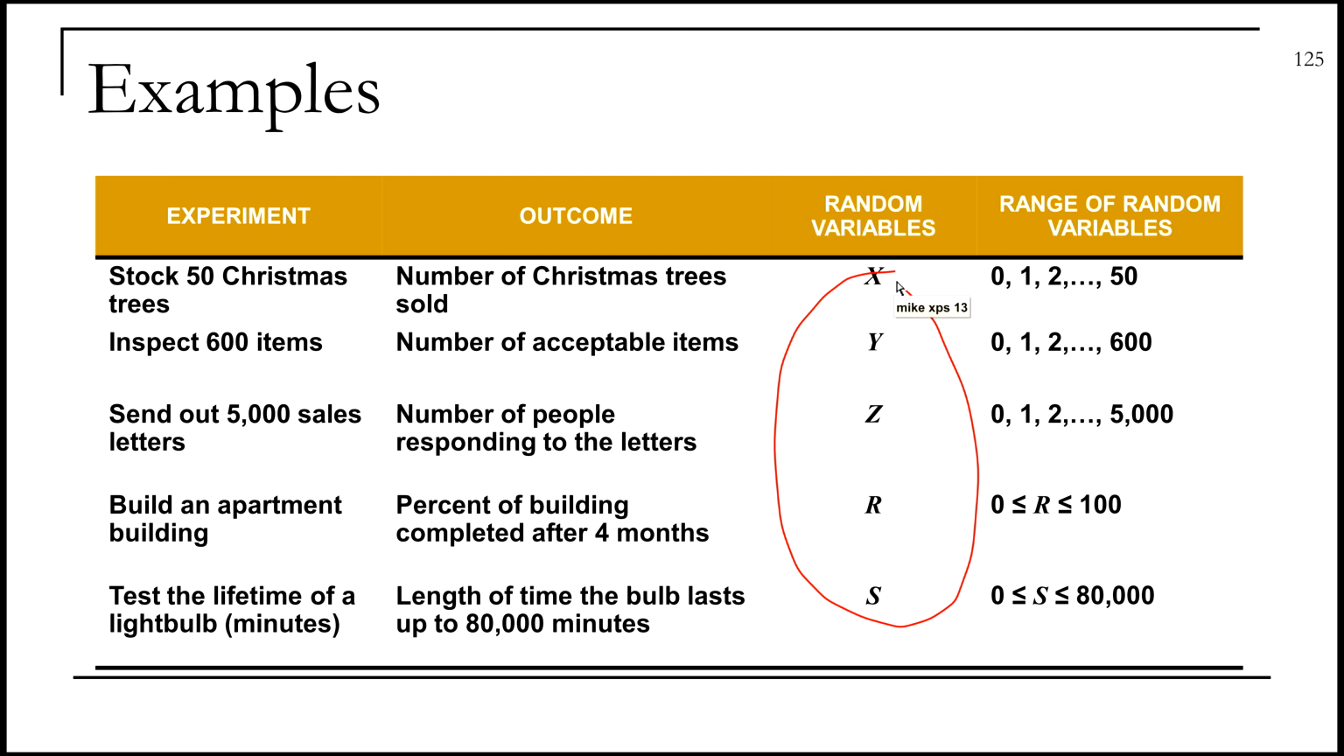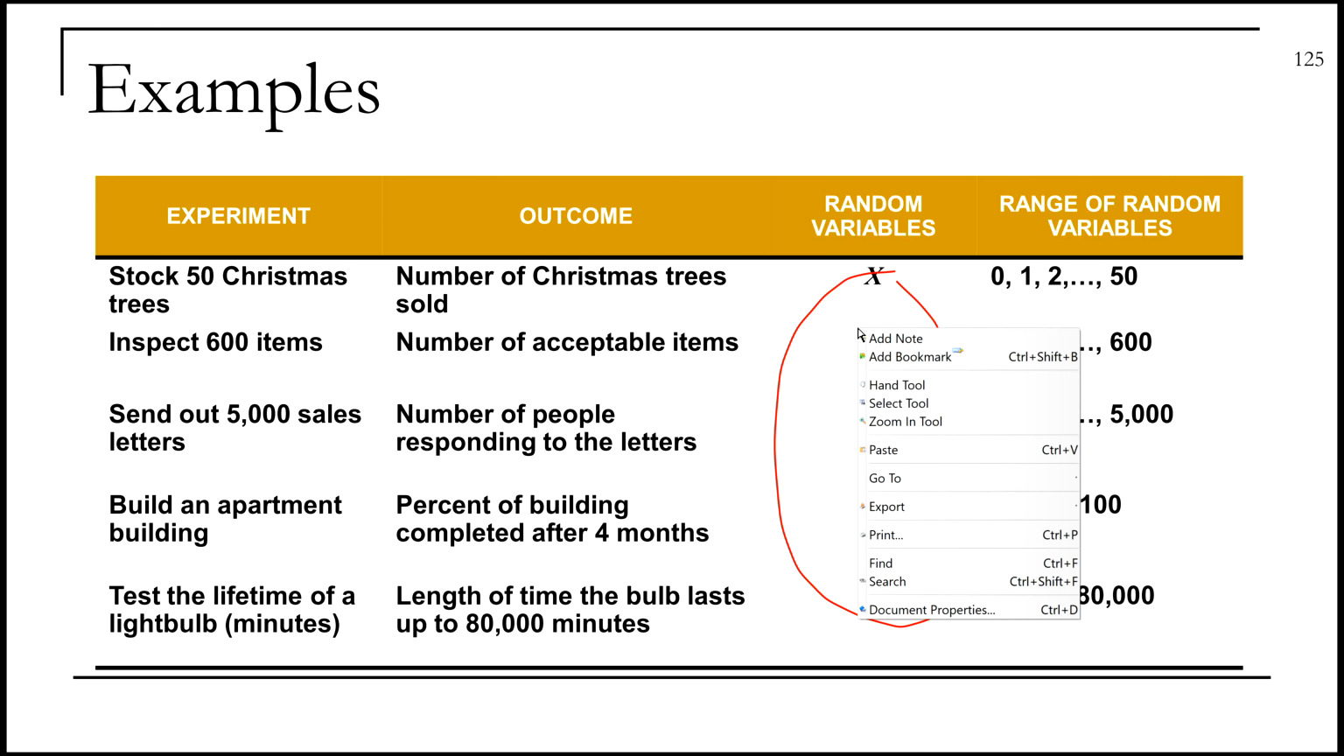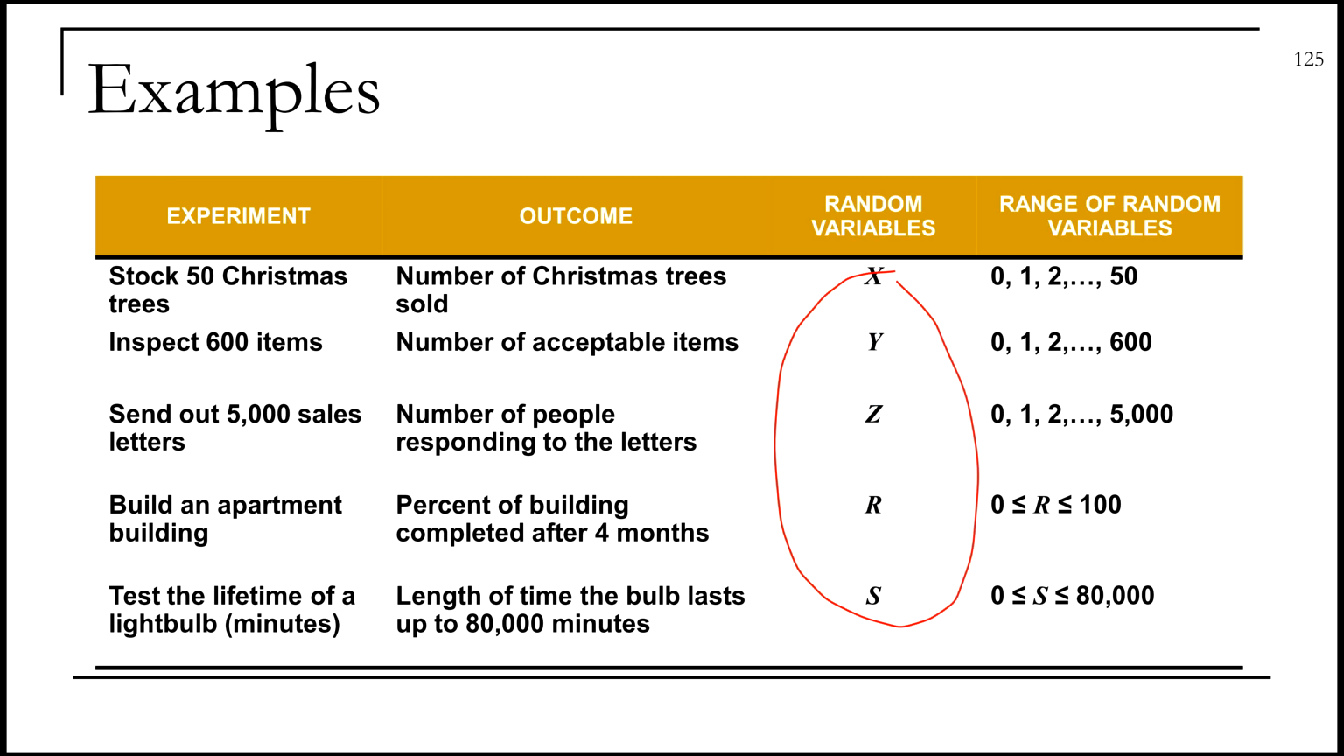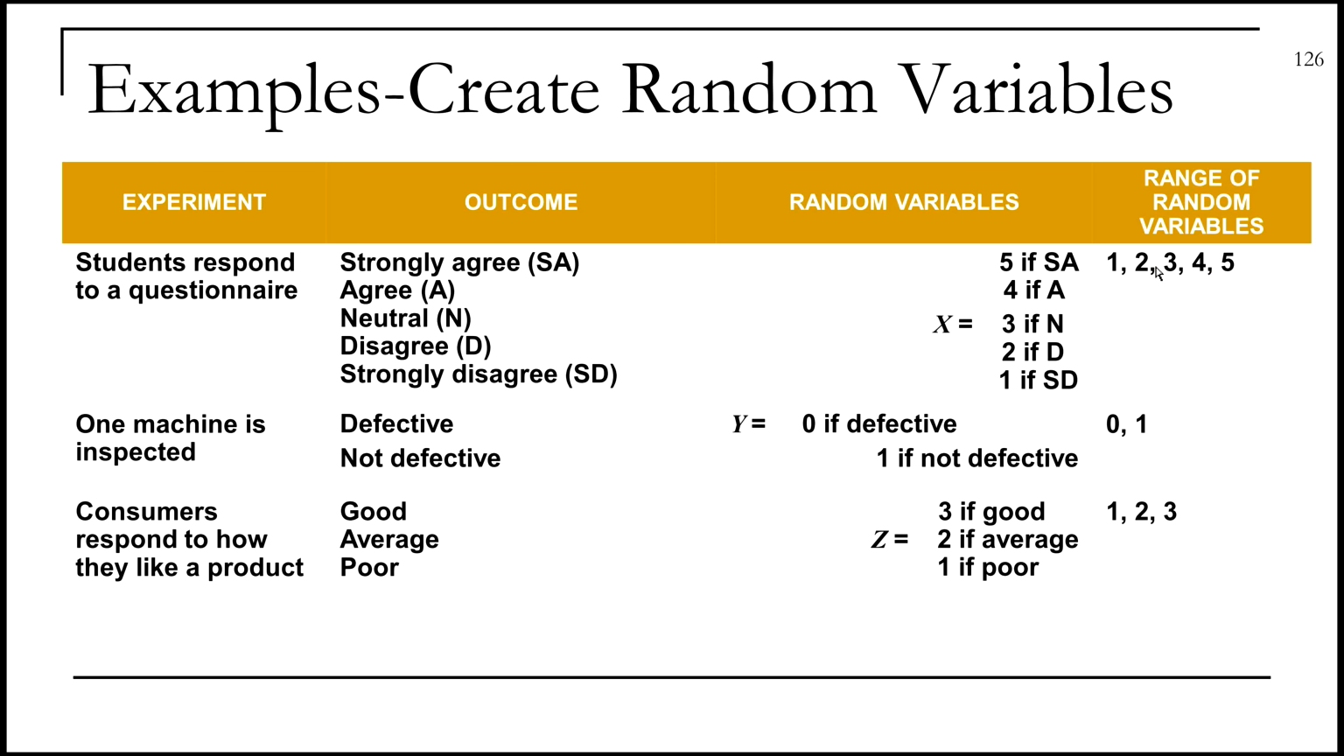Some examples, and we always use capital letters to denote random variables in general. Stock 50 Christmas trees, and let X be the number of Christmas trees sold. You could sell 0, 1, 2, 3, 4, up to 50. Another example: percent of building completed after 4 months. Our random variable R denotes the percent of the building completed after 4 months. This one is continuous because it's in an interval. The first ones are discrete random variables. And we just use capital letters to denote random variables.